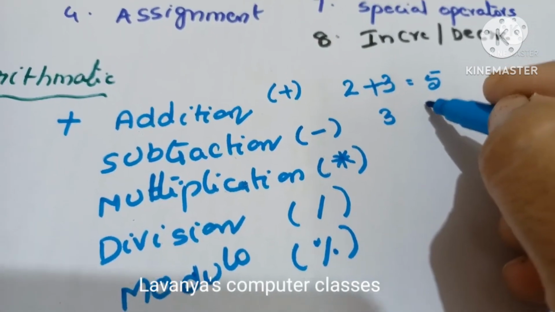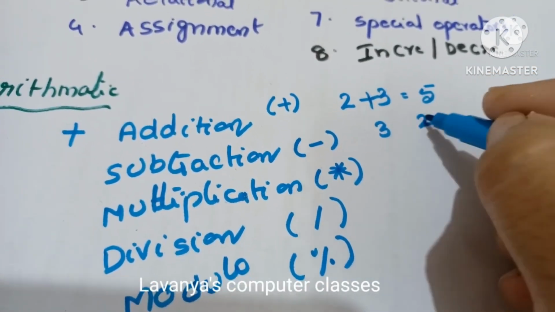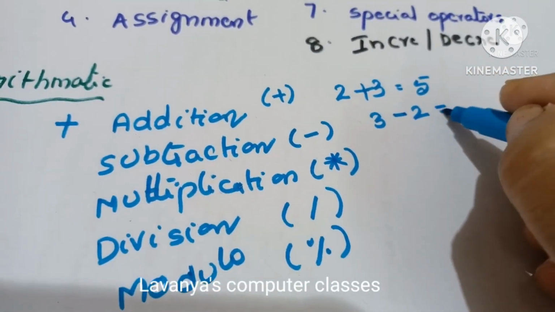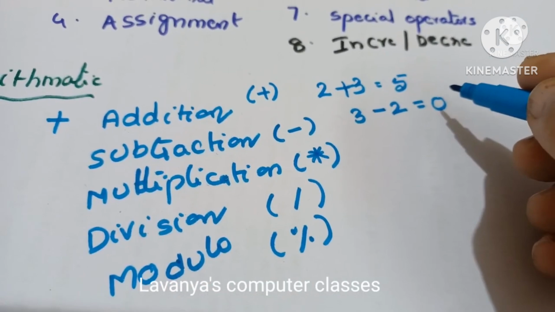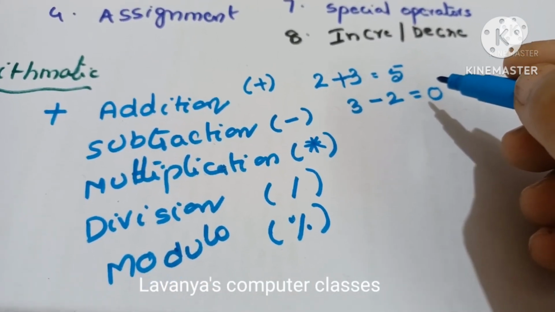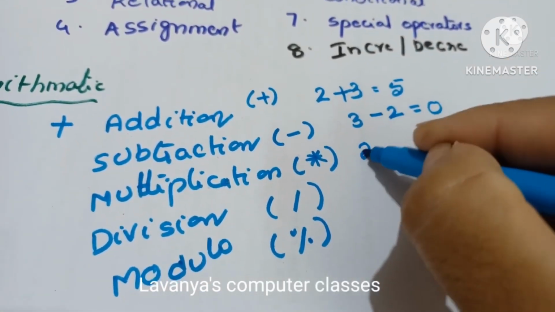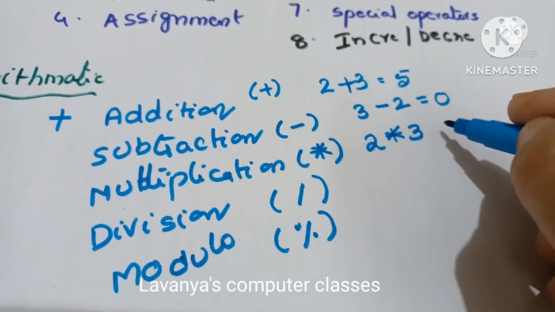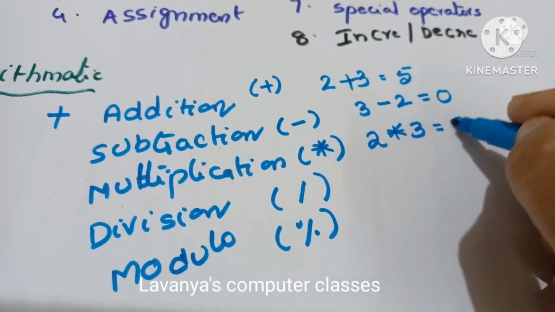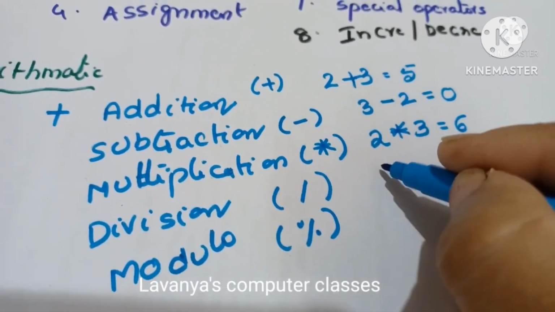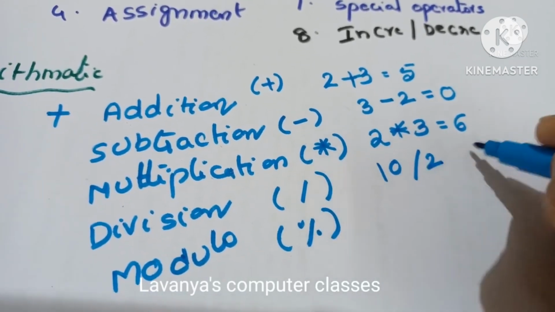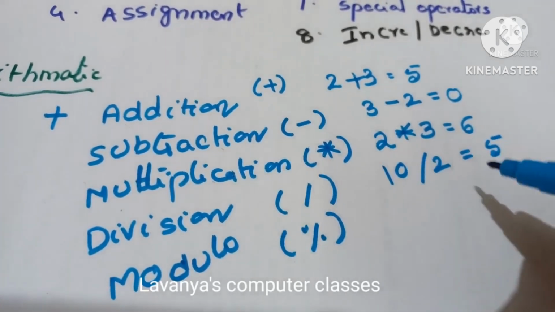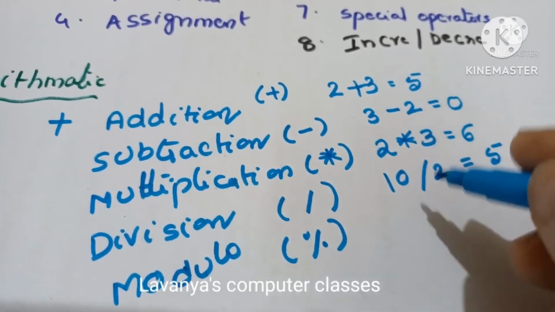Subtraction. 3 is one number. 2 is another number. Between these two, I am using one operator, subtraction. So 3 minus 2, it gives the answer 1. So it is also called a binary subtraction operator. Multiplication. 2 is one number, 3 is another number. Between these two I am using asterisk. So it works like a multiplication operator. Division. 10 by 2, answer is 5. So the division symbol is slash. It is used between two numbers. That's why it is called a binary operator.